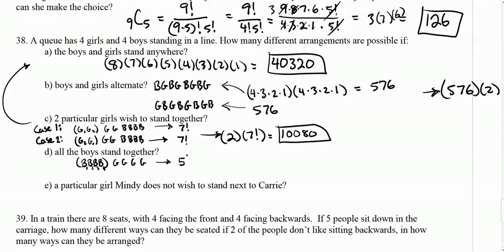So 5 factorial. But then we need to be concerned, well, how many different ways can these boys stand next to each other? Or how many different ways can you arrange 4 people in 4 places? And that's 4 factorial ways. So we're going to multiply 5 factorial times 4 factorial.